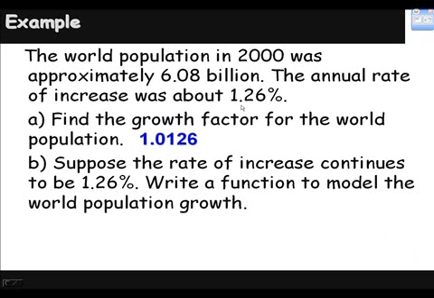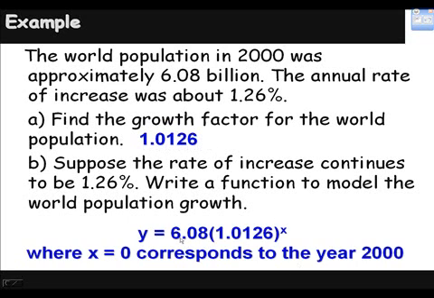Well, the growth factor, if it's 1.26%, then the growth factor is 1.0126. Here's the 1.26%, but it's going to keep its total plus another 1.26%. So every year it's going to be 101.26% of the year before. That's why you see 1.0126. The function for that, well, its initial value was 6.08 billion. And its growth factor, 1.0126, the b value, is growing at that rate per year.